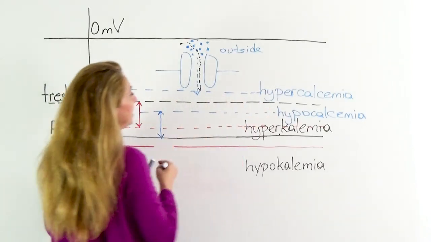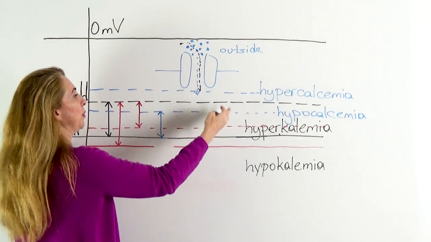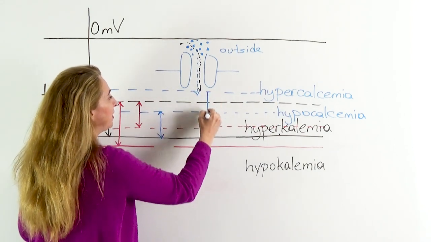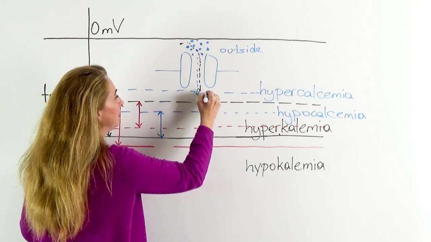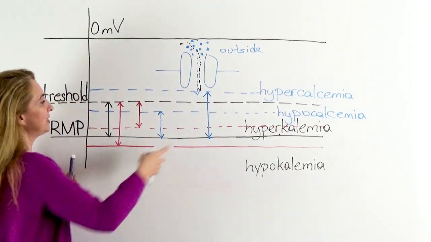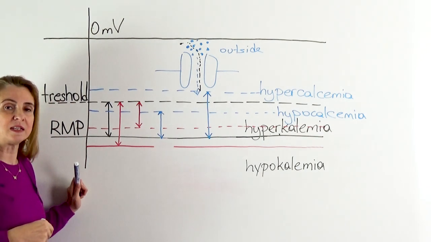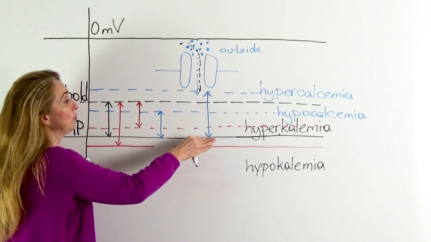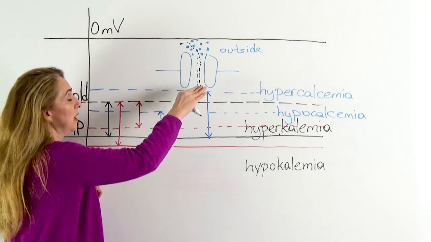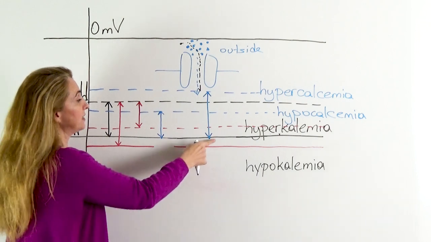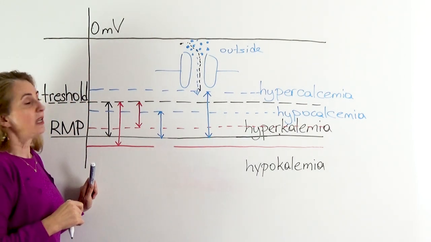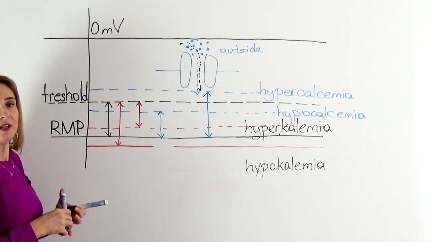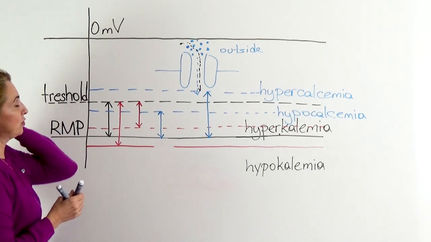a less negative value. If we compare this new threshold of hypercalcemia with our normal resting membrane potential, we see that there is a bigger distance for the cell to change its membrane potential in order to be able to reach the threshold. So the excitability of the cell in case of hypercalcemia is lower than a normal condition.